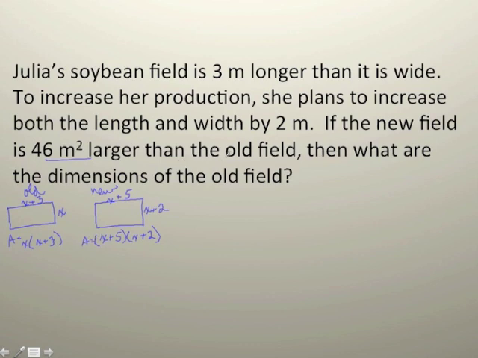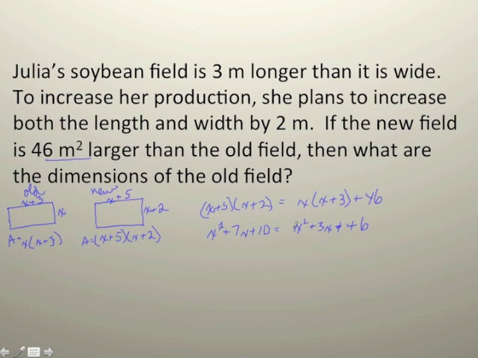The new field is larger than the old field. So the new field, x plus 5 times x plus 2, is equal to the old field, x times x plus 3, plus 46. The new field is the larger one. Using FOIL to multiply this, I'll get x squared plus 7x plus 10. Removing parentheses here, I'll get x squared plus 3x plus 46.